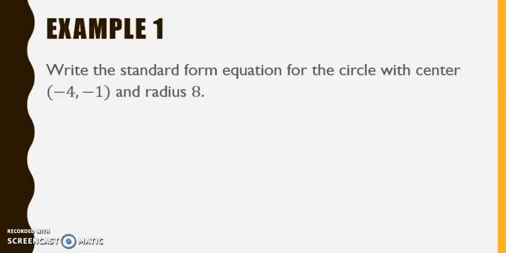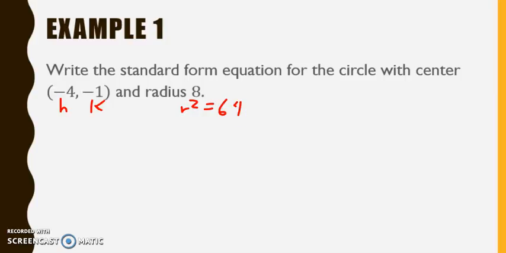So here's our first example. We're going to write the center form equation of the circle, and they've told us the center is -4, -1, and the radius is 8. So I know that this is the h value, this is the k value, and you also might want to go ahead and identify that if the radius is 8, r squared is going to equal 64.